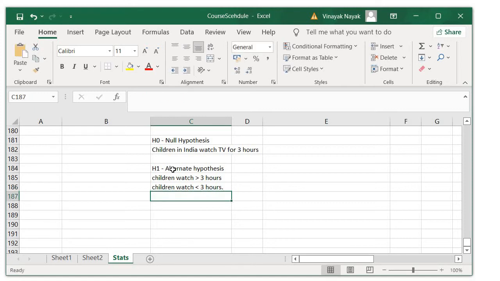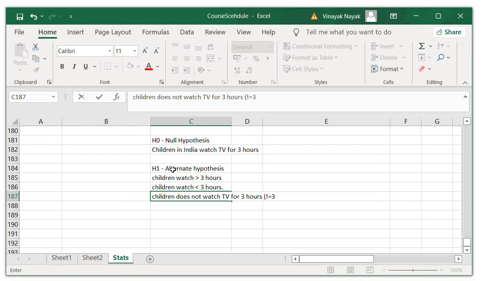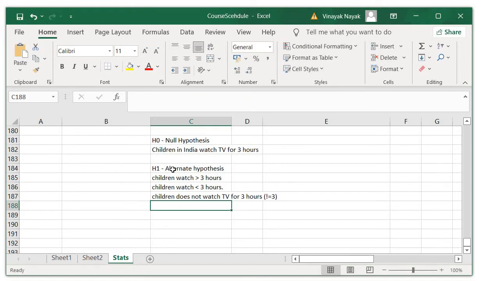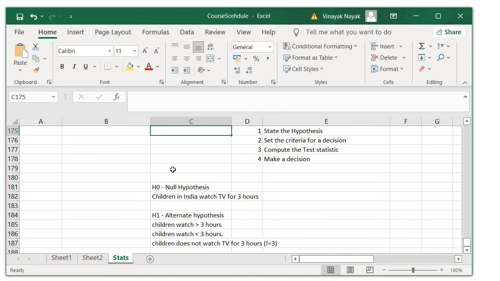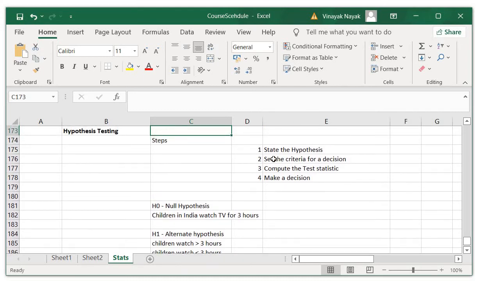Now when we are uncertain of the direction, we can state that the value in the null hypothesis is not equal to 3, as in children do not watch TV for 3 hours. So how can we write this? Here you can write not equal to 3. Okay, so we have stated our null hypothesis and alternate hypothesis. So we have completed the first step. The first step was to state the hypothesis.